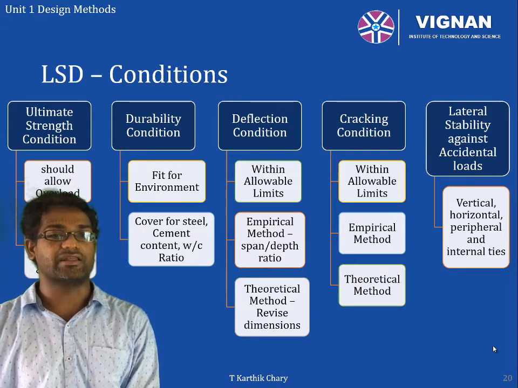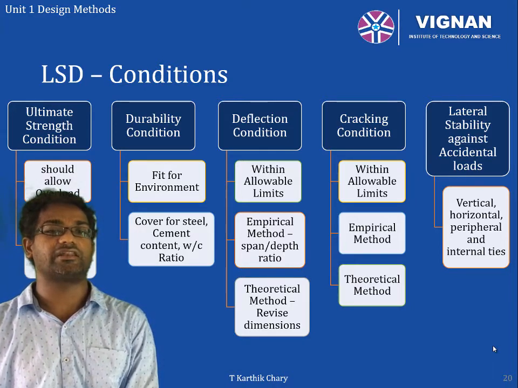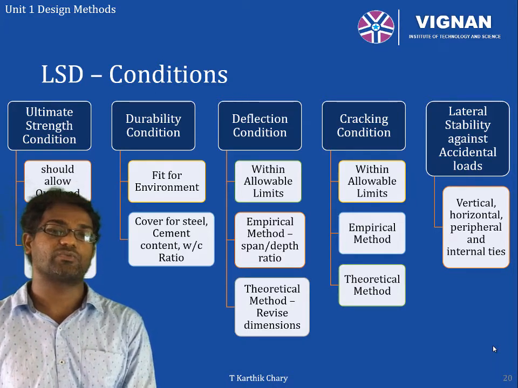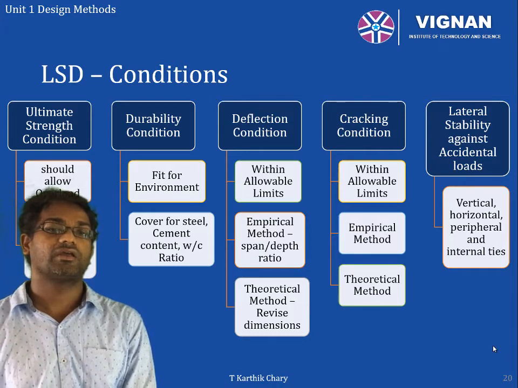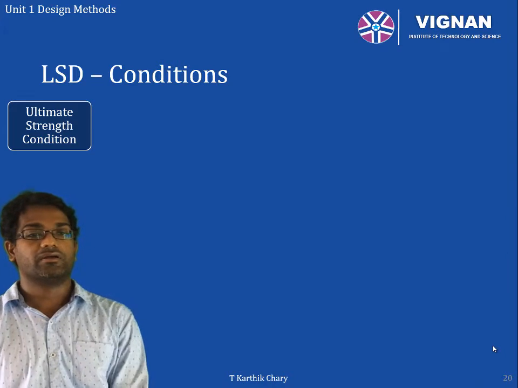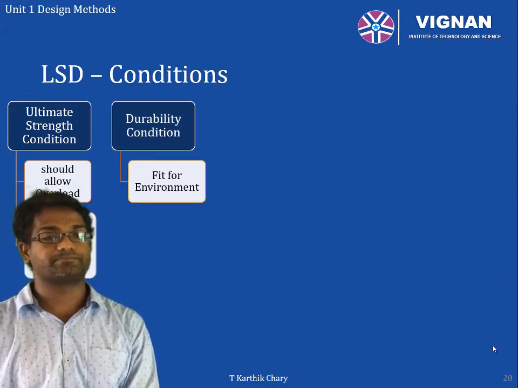The lateral stability against accidental loads is considered by providing vertical and horizontal peripheral and internal ties, which is majorly followed in columns. Going to the next slide.